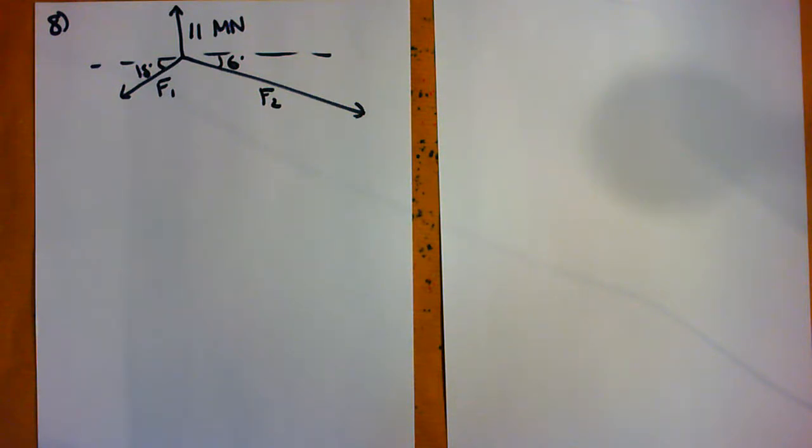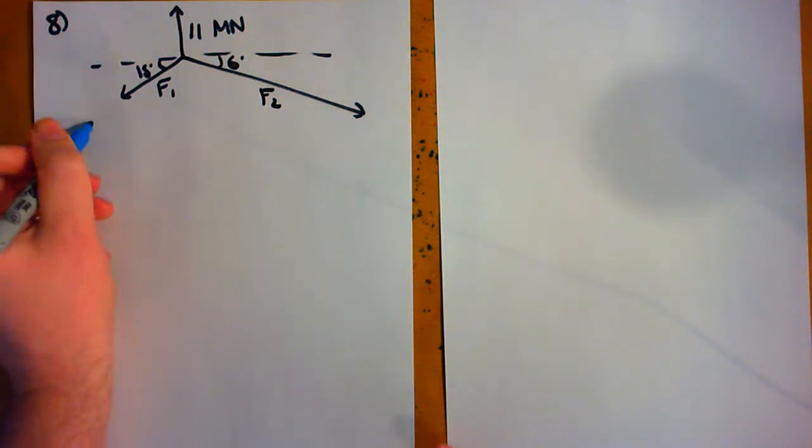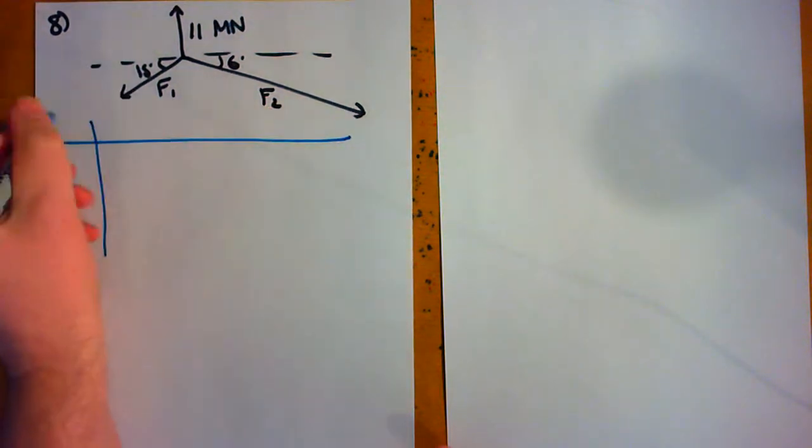We have two unknown forces here, F1 and F2. The whole system is allegedly in equilibrium. We need to find what those two forces are, which makes equilibrium the case here. Okay, so let's draw our force table.